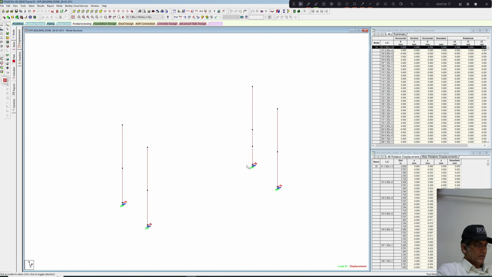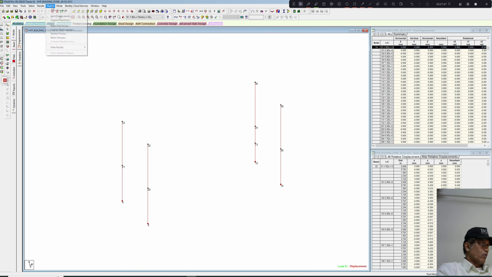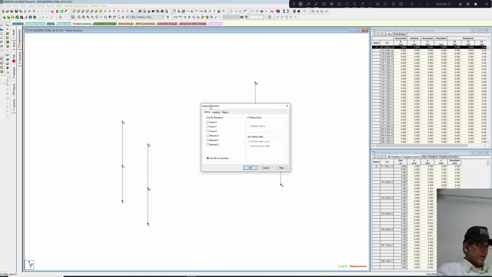If you press Shift S, the support symbols will not be seen. You can see the nodes only. If you press Shift N, the node numbers will be seen. Now nodes 8, 9, 12 and 14 have been selected. So go to report, support reaction. Our measure of moment is about the Z direction, so moment Z.